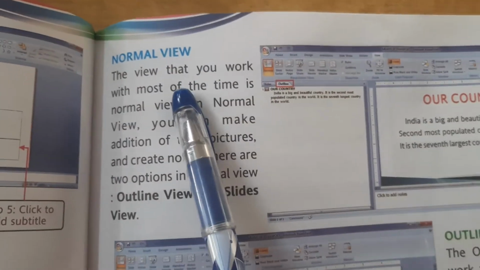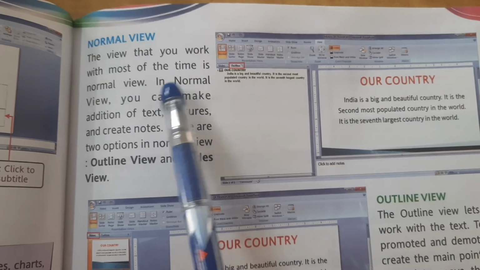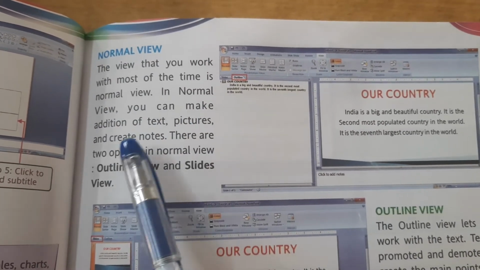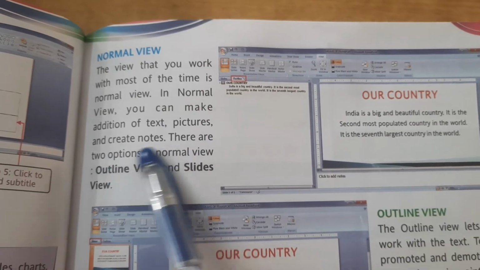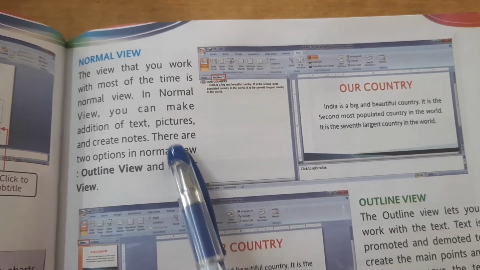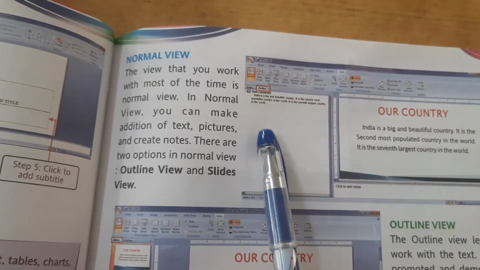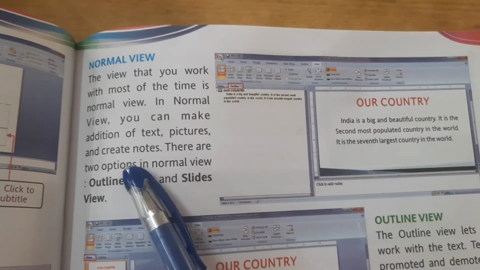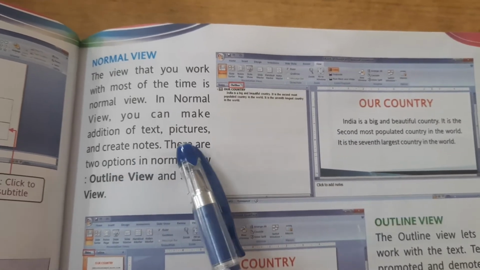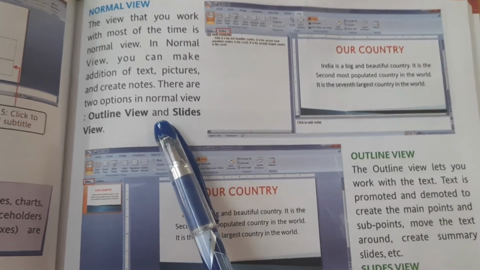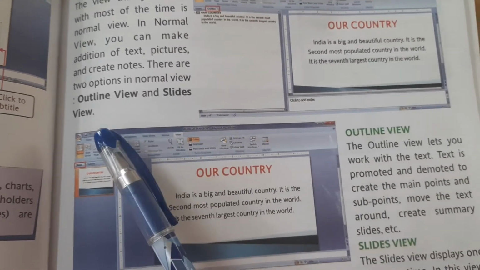Normal view. The view that you work with most of the time is normal view. In normal view, you can add text, pictures and create notes. There are two options in normal view. So the normal view or the default view in which we work is called normal view. We can add text, pictures and we can create notes as well. So it has got two options, outline view and slides view. Let's see what are those.